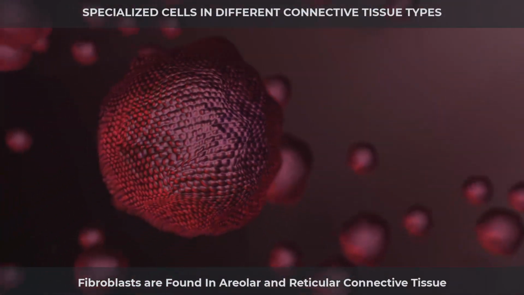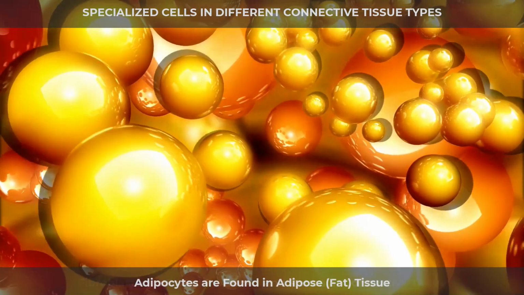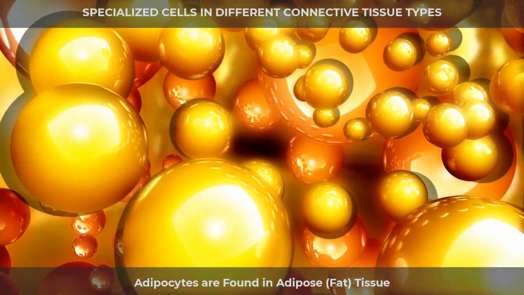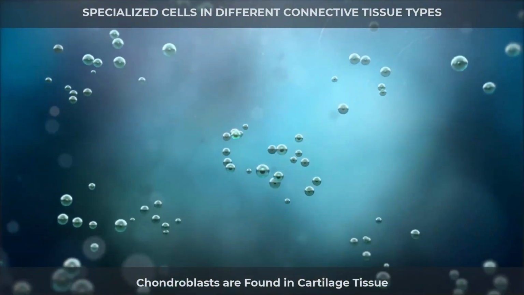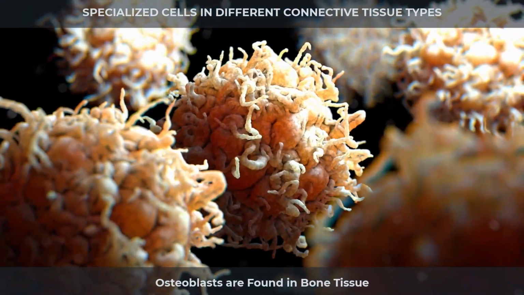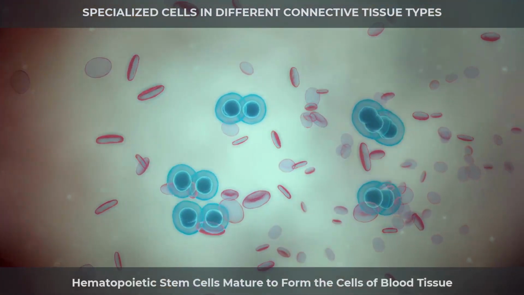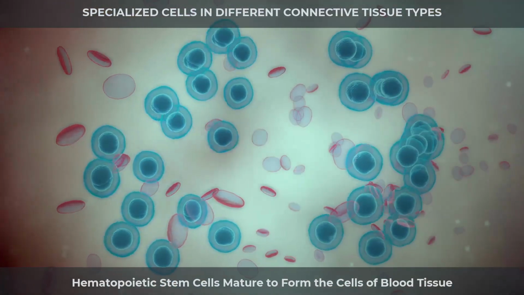Fibroblasts are found in areolar tissue and reticular connective tissue. Adipocytes are present in adipose tissue. Chondroblasts are present in cartilage tissue. Osteoblasts are found in bone tissue. And hematopoietic stem cells mature into the many different types of blood cells.